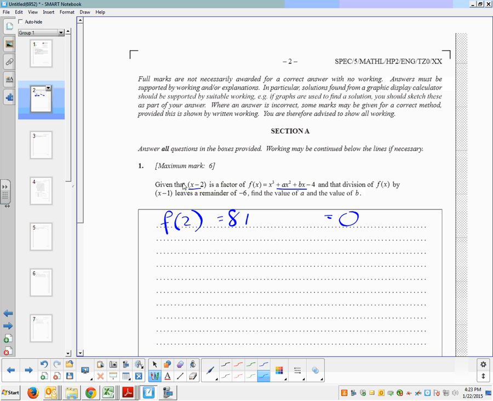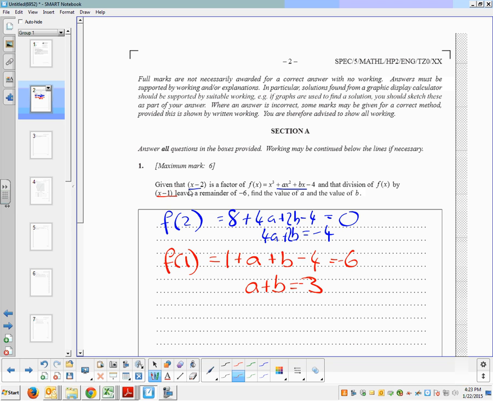If you evaluate it, you get 8 plus 4a plus 2b minus 4 equals 0, which means that 4a plus 2b equals negative 4. That's the first equation. And the second equation, x minus 1, leaves a remainder of 6, means that f of 1 is equal to 6. So that gives you 1 cubed plus 1a plus 1b minus 4 equals 6. So you've got a plus b equals minus 6, so that's minus 3.